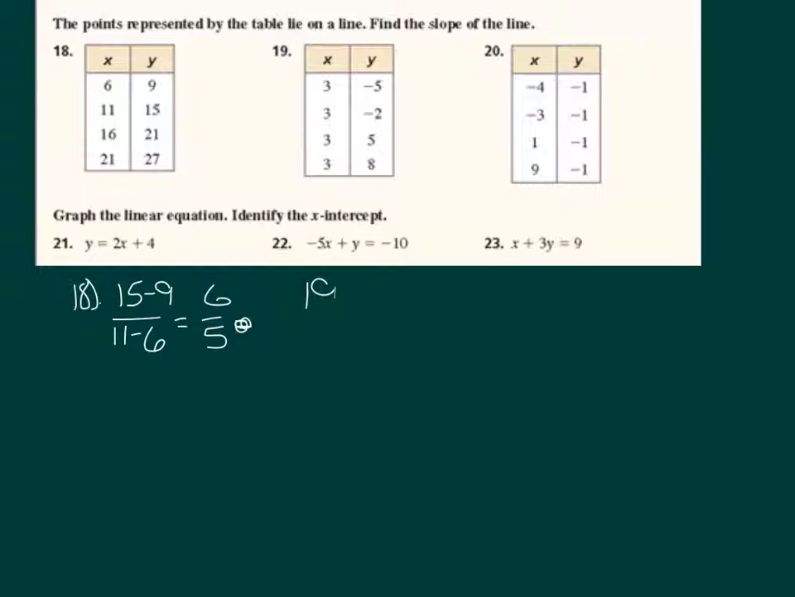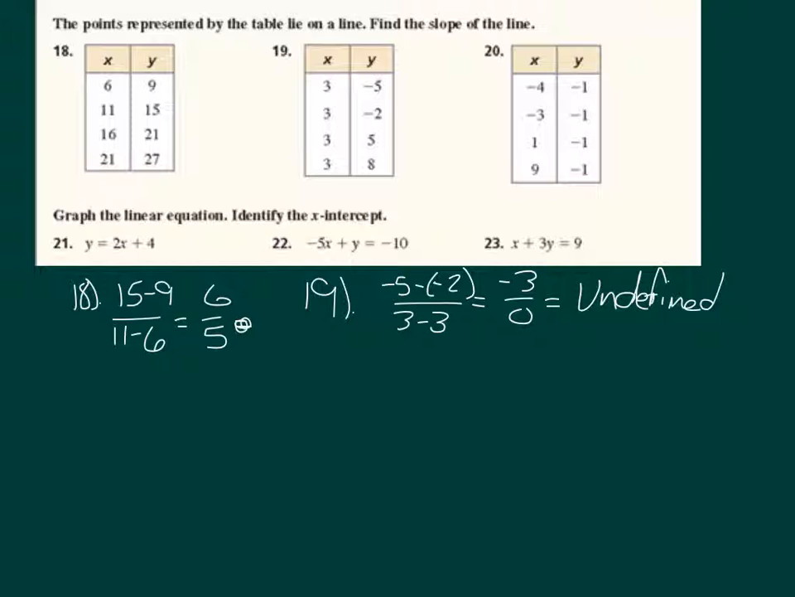For 19, notice our x's are all the same, so it doesn't really matter what's going to go on top. I'll just write something in here for the sake of the problem. Negative 5 minus negative 2 on top, and we're going to go 3 minus 3 on bottom. So negative 5 minus negative 2, we get negative 3 over 0. Again, this is not our solution. We need to keep in mind if 0 is on bottom, our answer is undefined.